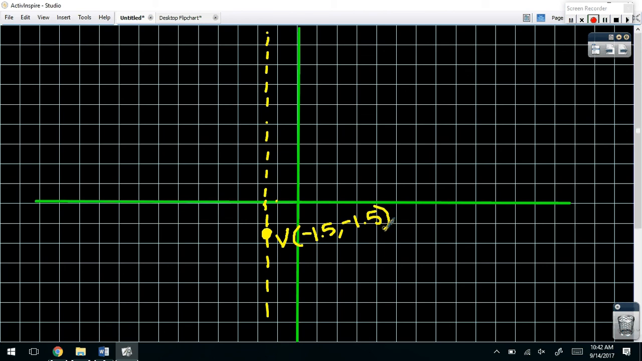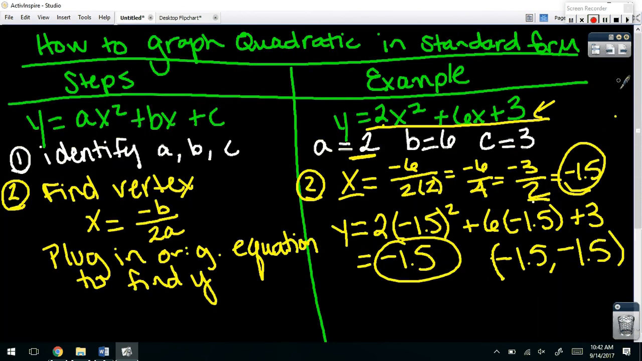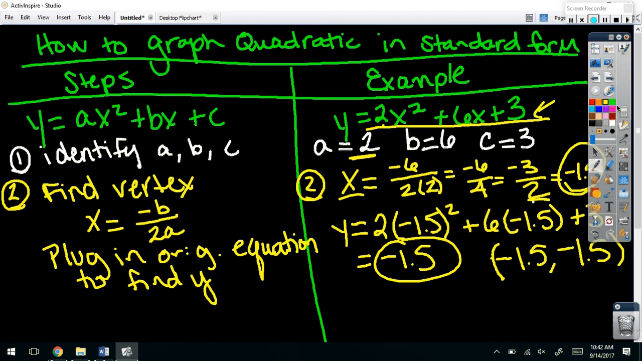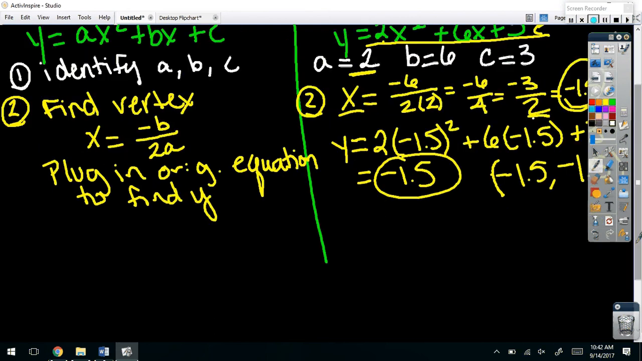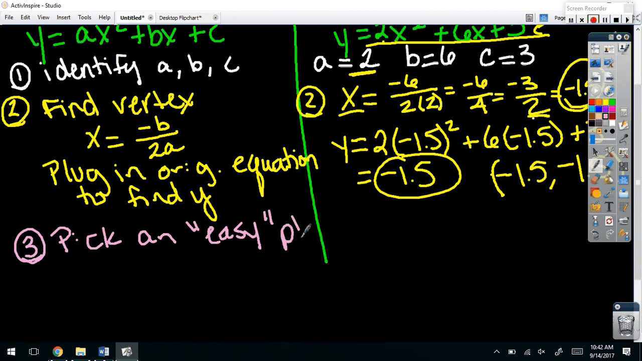And now you just put a line through it. Now remember what a parabola looks like, okay? You're going to need 3 points to graph a parabola. So the next point that I graph, what I want to do is choose what I call an easy point. And whenever you do this, the y-intercept is easy. Think about whenever you graph a line.